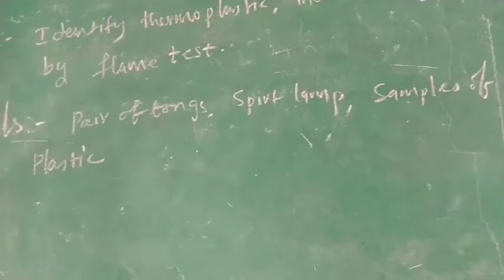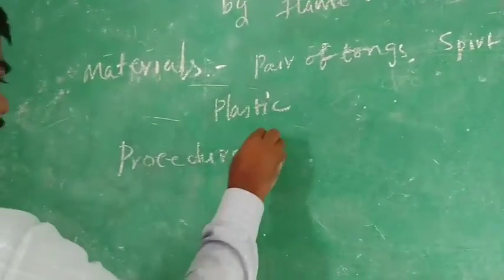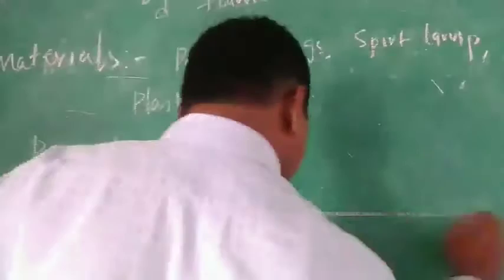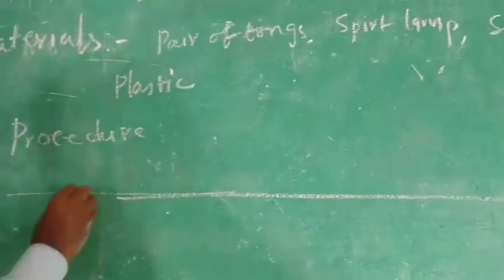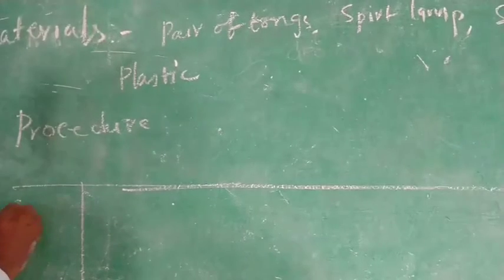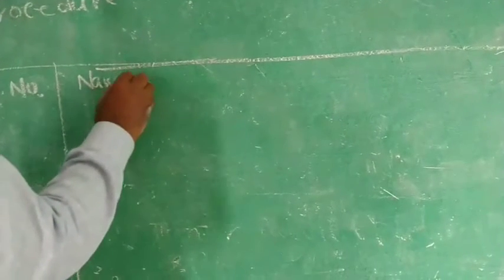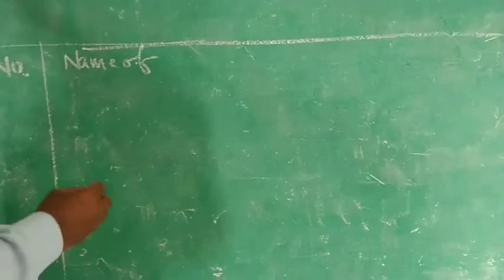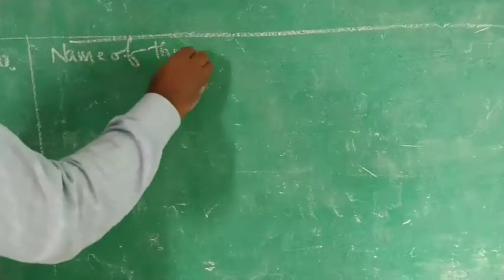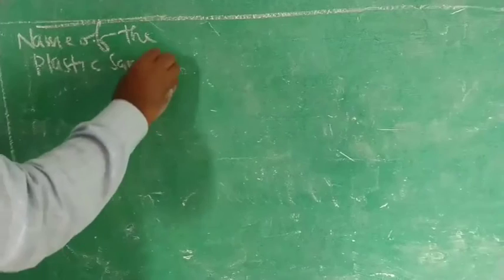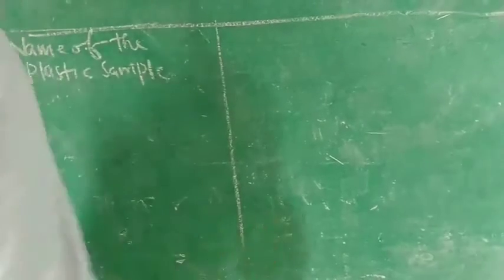Now the testing procedure will be there. Next, you have one table. This is very important. Serial number, name of the plastic sample, the sample you collected.